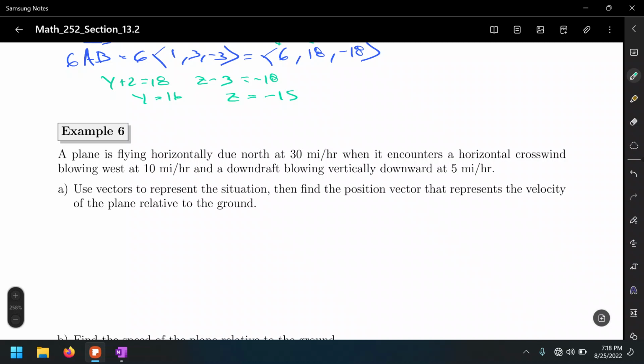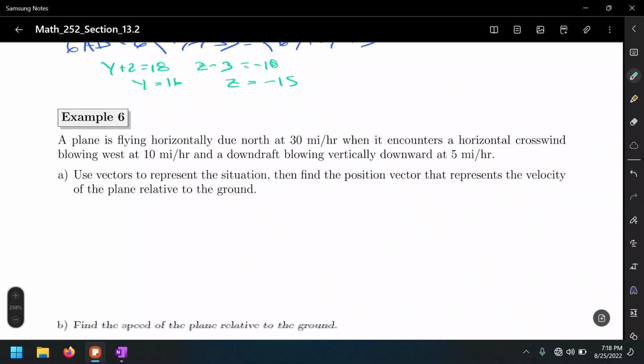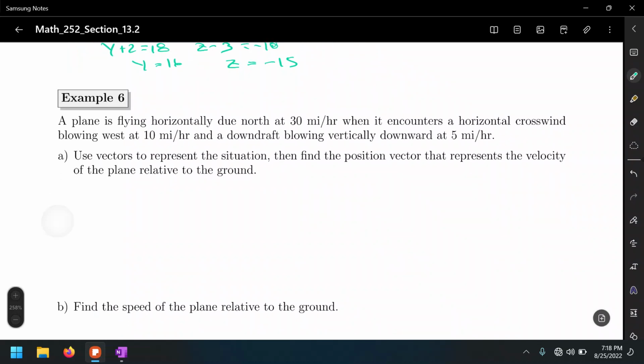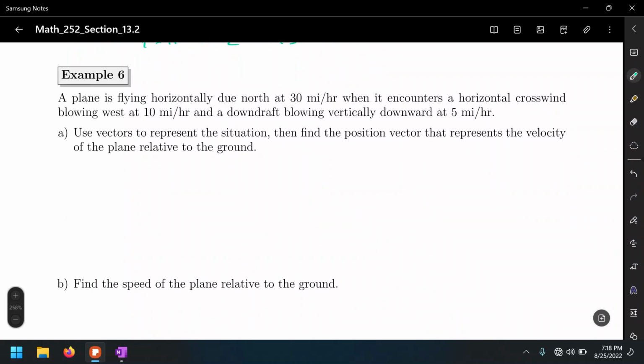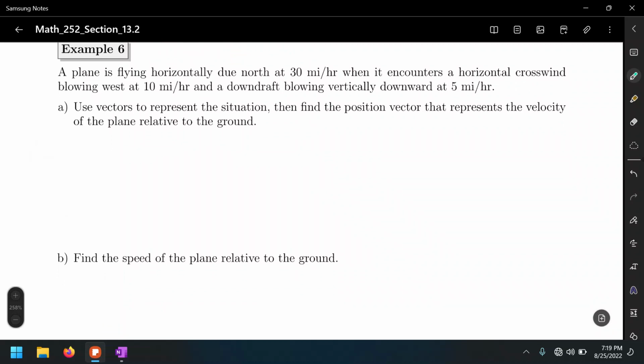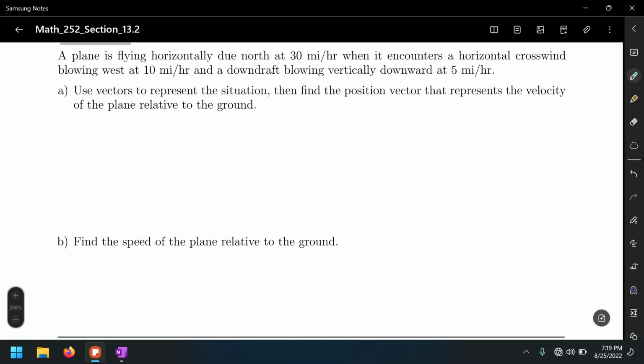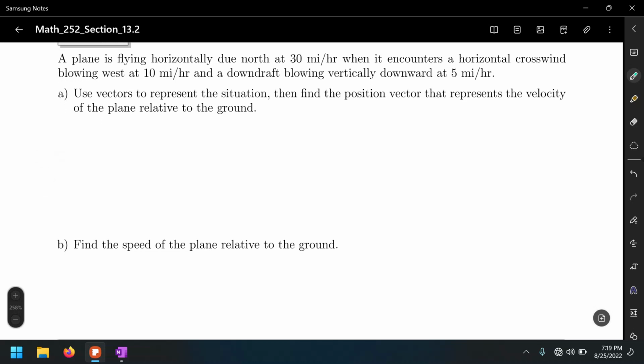per hour. Well, that's kind of slow for an airplane, right? I mean, yeah, considering it weighs a few tons anyway. I know, maybe it's a glider, or one of those RC airplanes, but it's too slow anyway. Well, it's just an exercise, I guess. So then it encounters a horizontal crosswind blowing to the west at 10 miles per hour and a downdraft blowing vertically downward at 5 miles per hour.